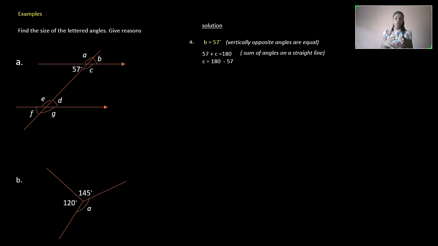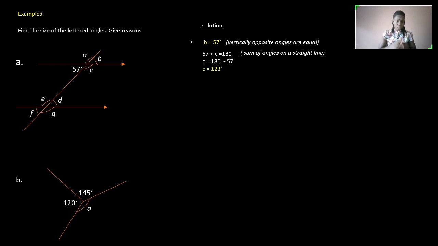And once we collect like terms, 57 had to move to the other side, making it negative. So our final answer for C is C equals 123. So the value of our C is this. So we can decide to find angle A using vertically opposite angles.